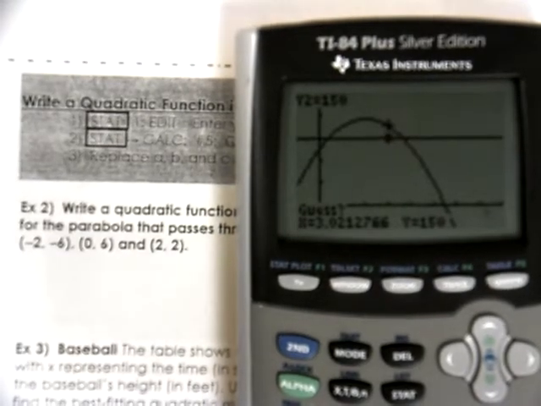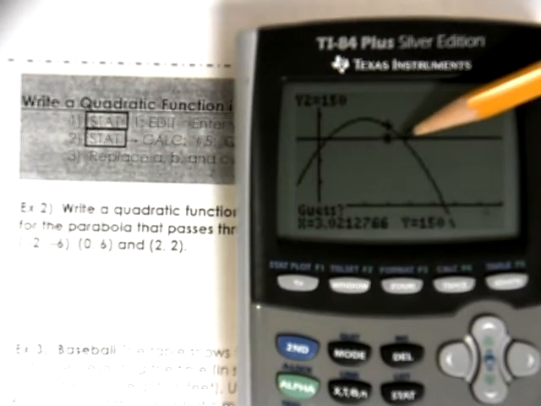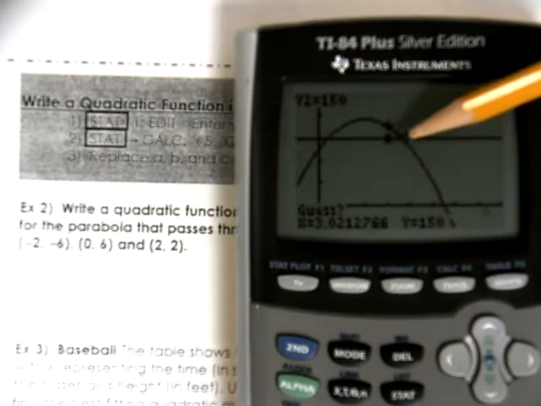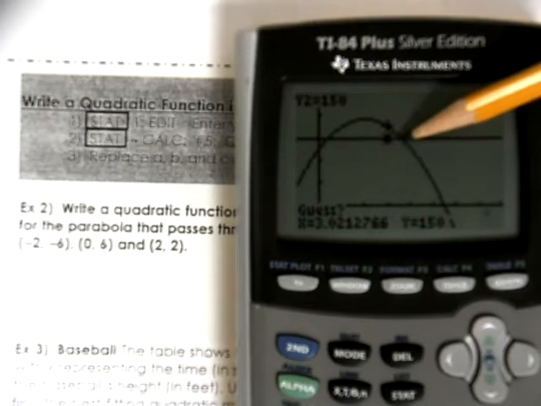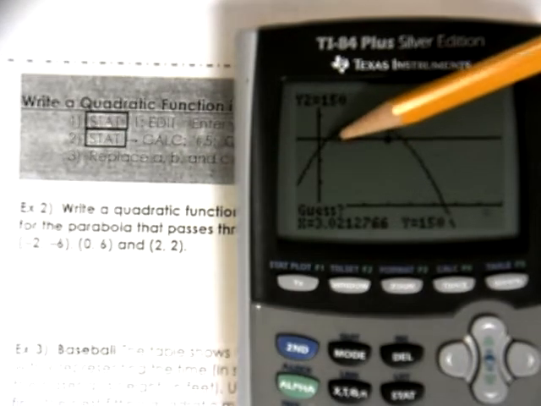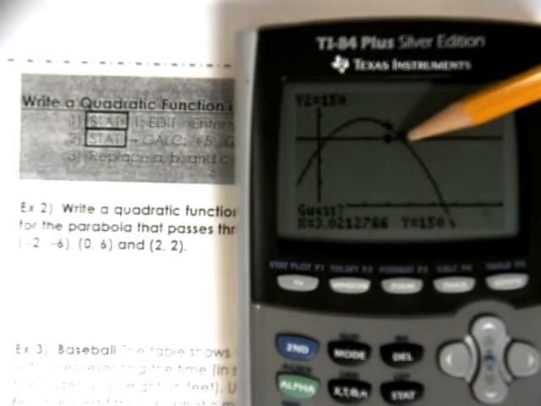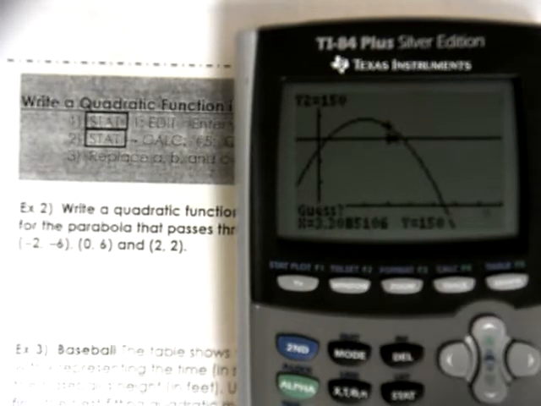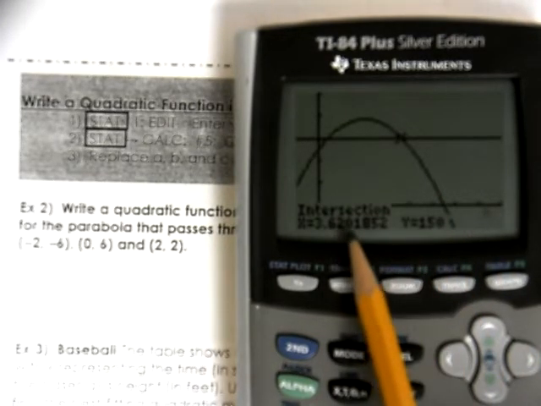Now it says guess. This is kind of important. You need to guess while your cursor is at the point that you're interested in. If we're looking for this point over here, I need this cursor closer to the point rather than closer to that one. If I want this answer, which is where it crosses 150 on the way up, as opposed to crossing 150 on the way down, I'm going to bring the cursor close to it and hit enter. And you'll see that we get 150 at this amount of time.